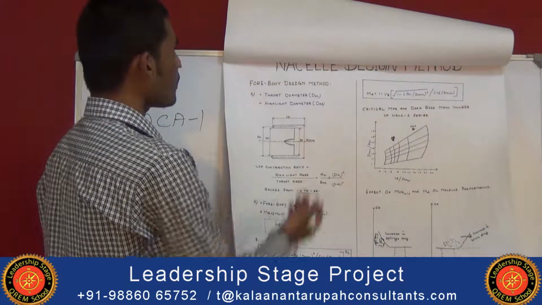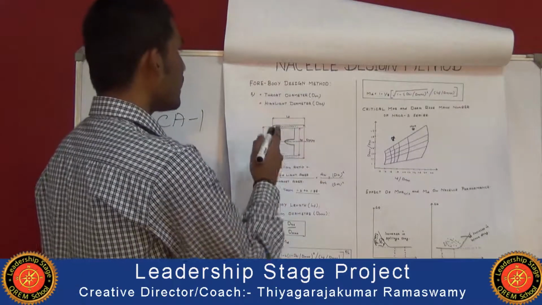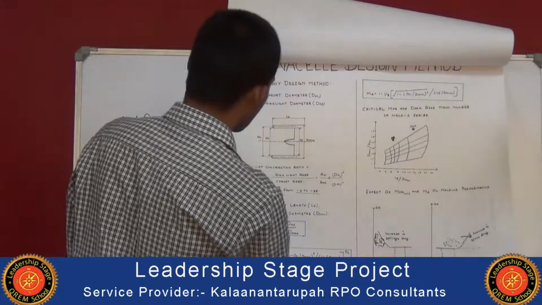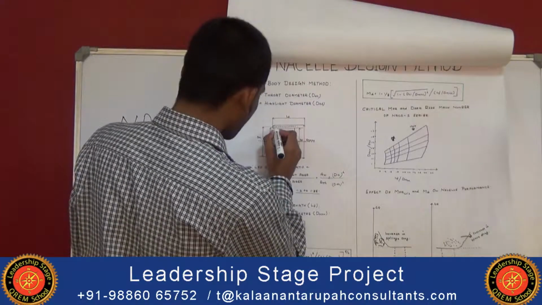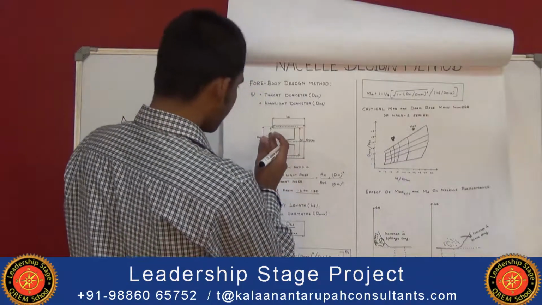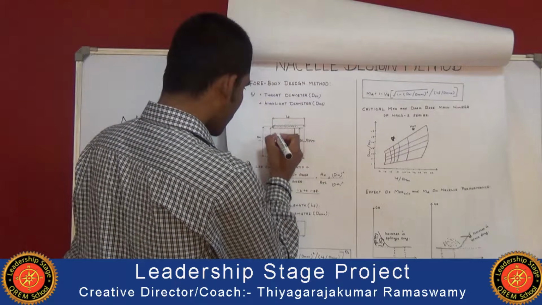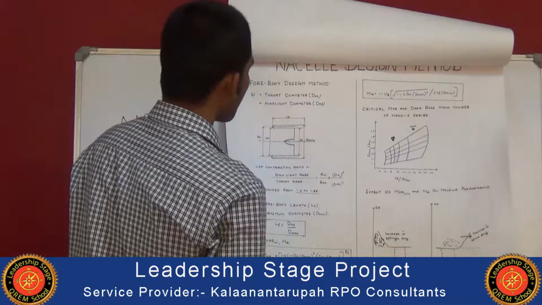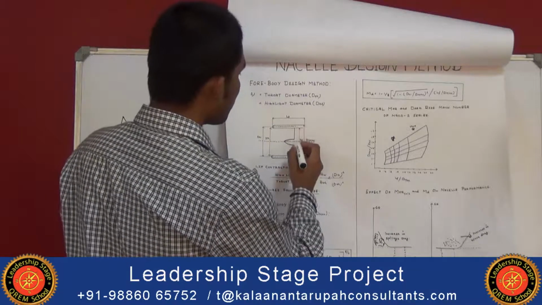In the forebody design method, first of all we are going to calculate the throat diameter, that is DTH, and the highlight diameter, DHL. This diagram shows the inlet cowl of the nacelle structure. The distance across the highlight line is the highlight diameter, and the distance from the upper inlet tip to the lower inlet tip is the throat diameter, that is the inlet of the nacelle structure.